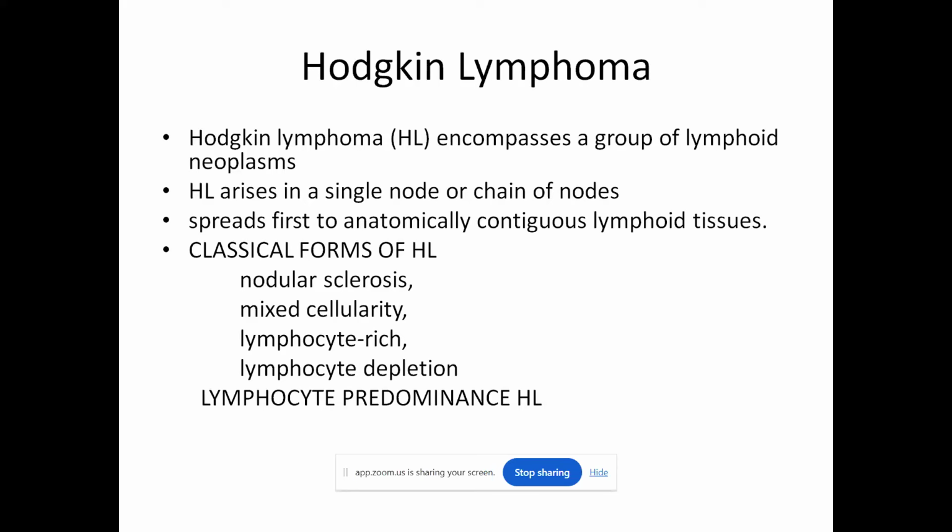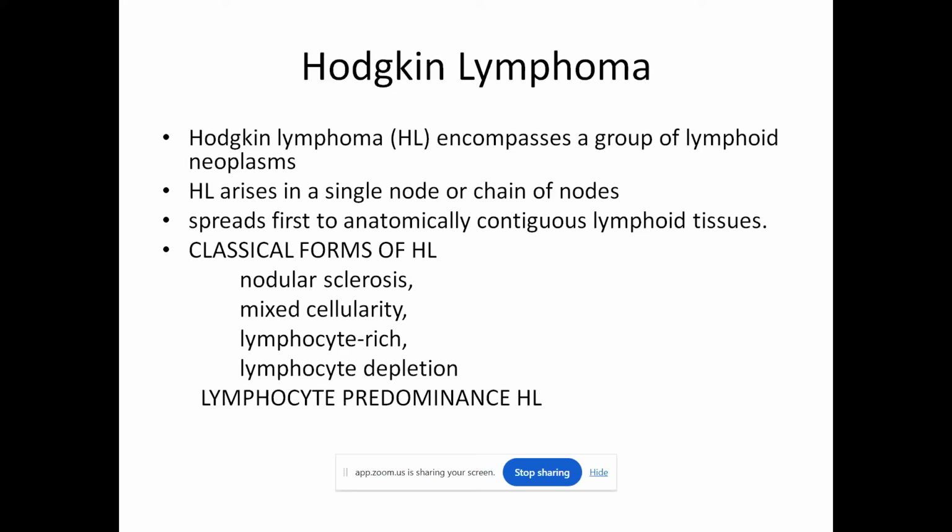Next is Hodgkin's lymphoma. All these previous topics come under non-Hodgkin's lymphoma. Next we will see Hodgkin's lymphoma. It is a group of lymphoid neoplasms. Hodgkin's lymphoma arises in a single node, or it can come from a chain of nodes.